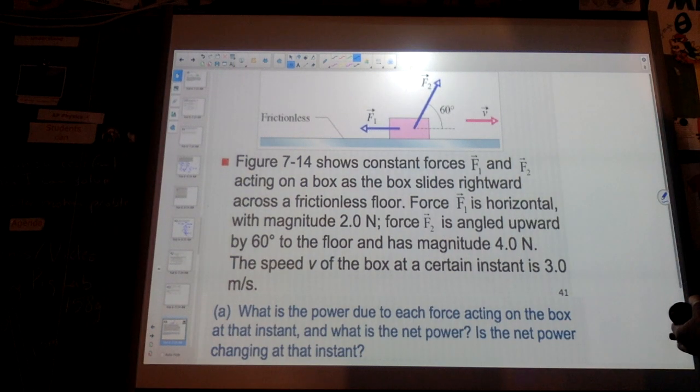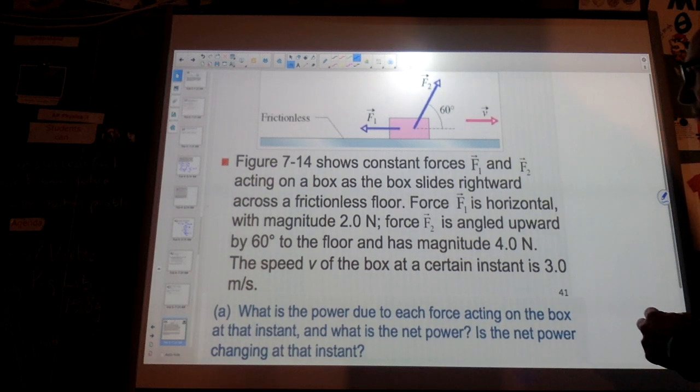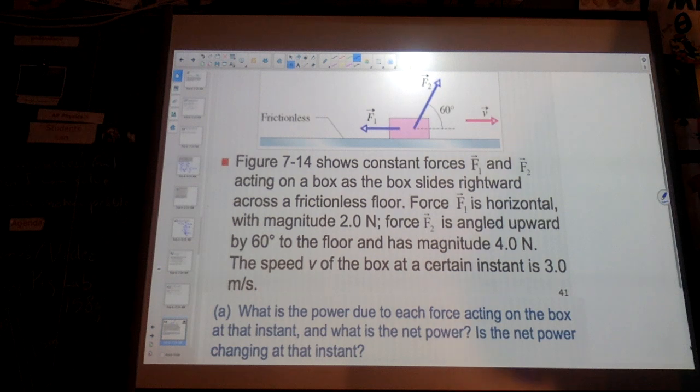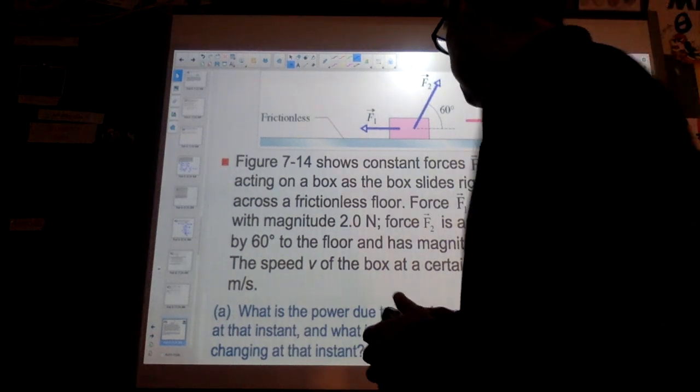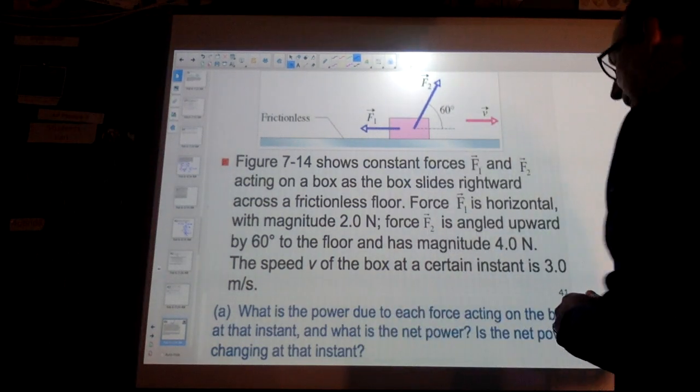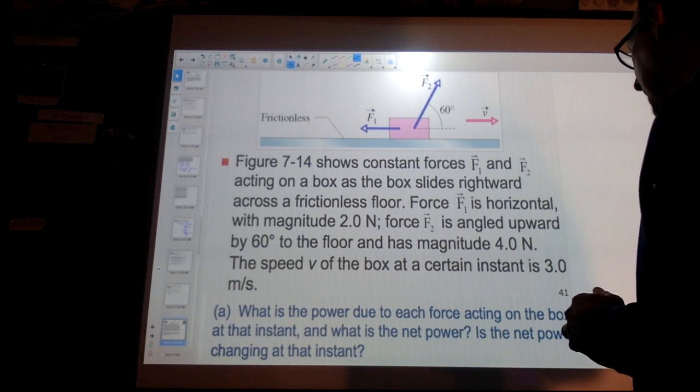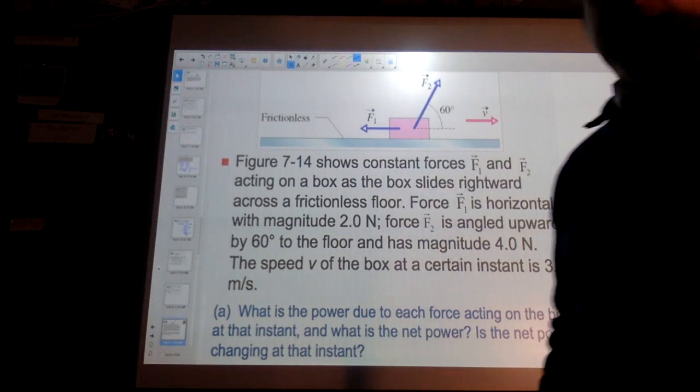Figure 7-14 shows constant forces F1 and F2 acting on a box as the box slides rightward across a frictionless floor. Force F1 is horizontal with a magnitude of 2 N. Force F2 is angled upward by 60 degrees to the floor and has a magnitude of 4 N. The speed v of the box at a certain instant is 3 meters per second. What is the power due to each force acting on the box at that instant? What is the net power? Is the net power changing at that instant?